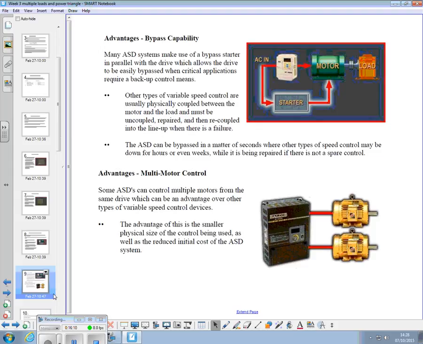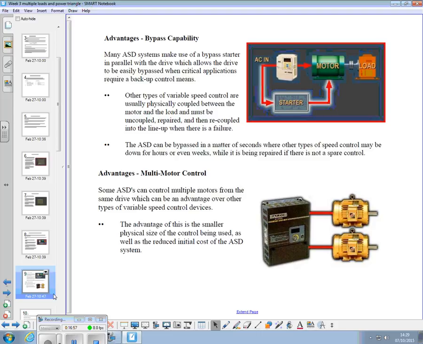Bypass capability. It's quite easy to be able to parallel up a direct online starter with a system, because what you put into the inverter is exactly what you would deliver to the starter. You could parallel that up. So if you need to take the inverter out for any reason, you've got a bypass facility that you can just start the pump up direct online. So that's the idea. It makes that easier for you to be able to take the inverter out for maintenance. And it's not true of all the different types of speed control system.